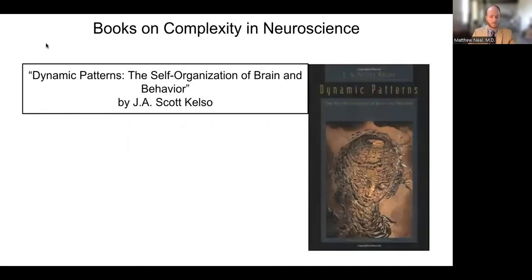So if you found this stuff pretty interesting and want to see a little bit more of how complexity theory is applied to neuroscience, Dynamic Patterns is a great book. It's pretty accessible, not too much math. This J.A. Scott Kelso gentleman, he's the finger tapping investigator.